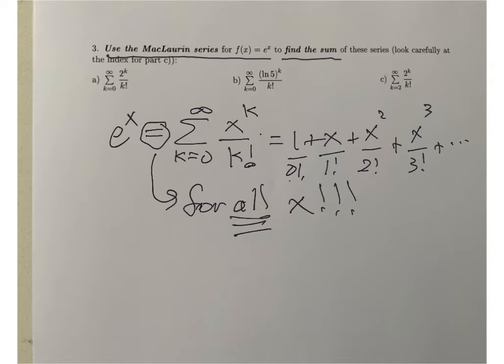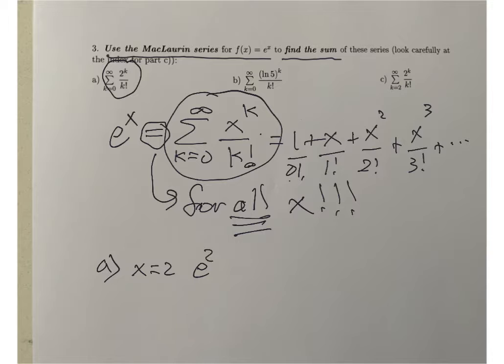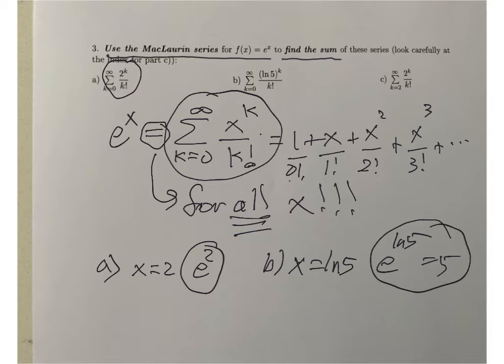All right, so part A is intended to be super easy. If you look at the series here, compared to this, you can see that they're exactly the same, except 2 replaces x, and therefore it converges to e squared. Just like that. Same thing on part B. x is ln 5, and so it converges to e to the ln 5, otherwise known as 5. So there's our answer to part B.